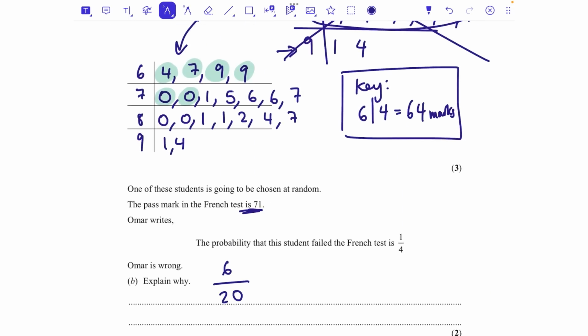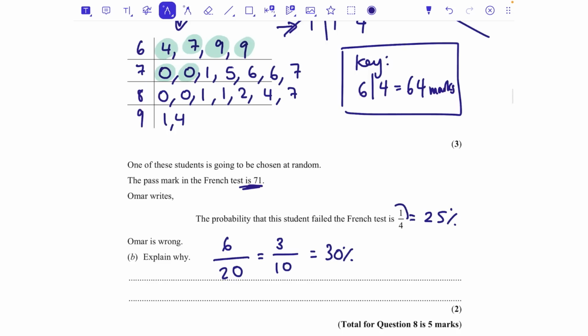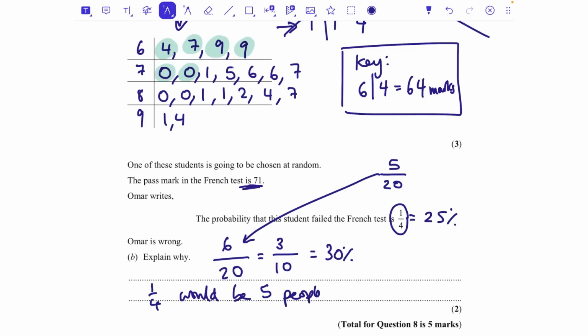Now, is that a quarter? No, it's not. So 6 over 20 simplifies to 3 over 10, which is 30%. And a quarter is 25%. So Omar is wrong, because for it to be a quarter, it would need to be 5 out of 20. And actually 6 people failed. So a quarter would be 5 people failing, but 6 students failed the test.